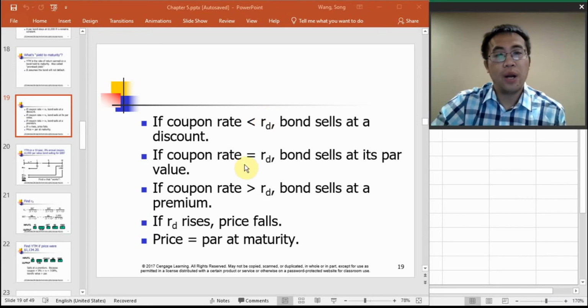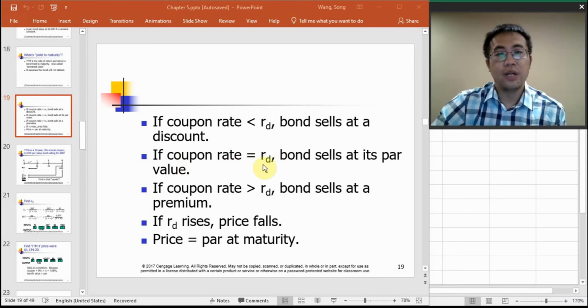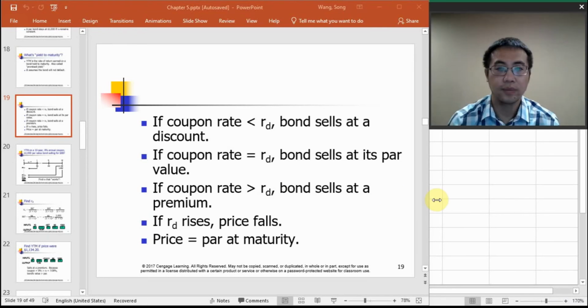If the coupon rate equals the return of the bond or yield to maturity, then the bond sells at its par value. That means the bond's price in the market right now is $1,000. If the coupon rate is greater than the yield to maturity of the bond, then the bond sells at a premium. That means the bond price is above $1,000.